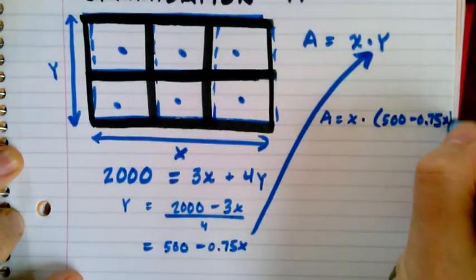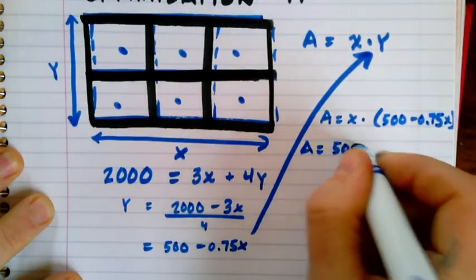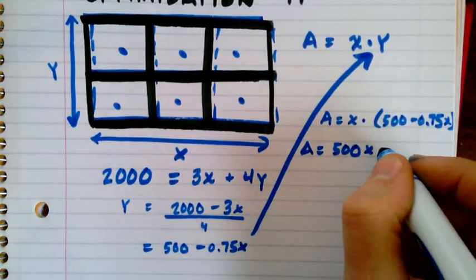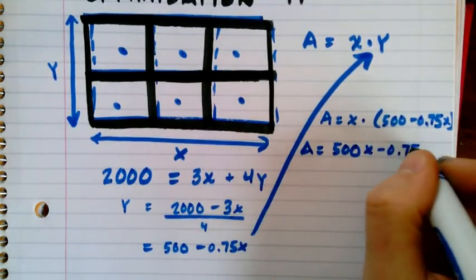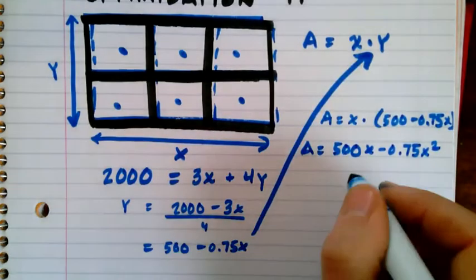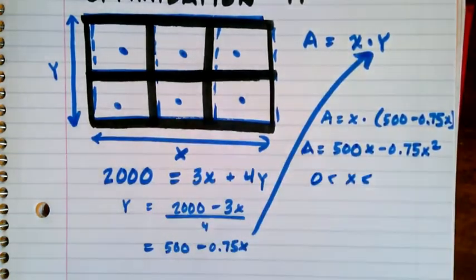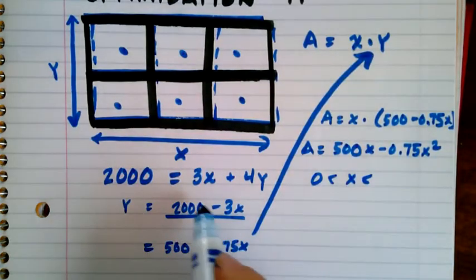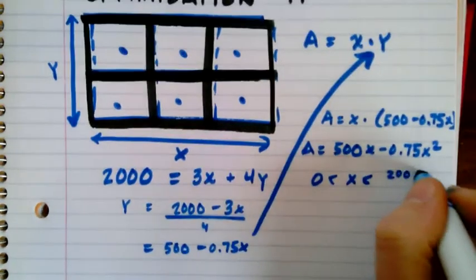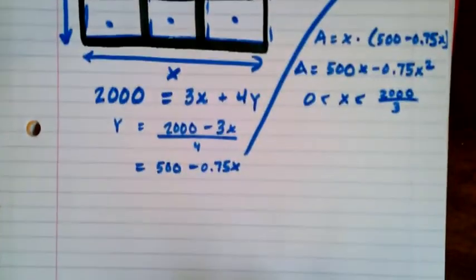I'm out of room. I'm going to simplify that to 500x. By simplify it, I mean you get rid of the parentheses. Distribute. All right, so there we go. I suppose we've got constraints on x here. X is going to have to be at least 0, and it can't be any bigger than, well, we need 3 of them, so it can't be any bigger than the 2,000 divided into 3 equal parts. I don't think that's really going to matter, though.